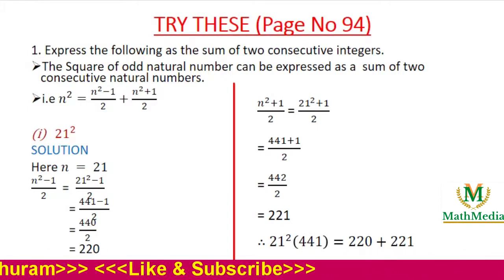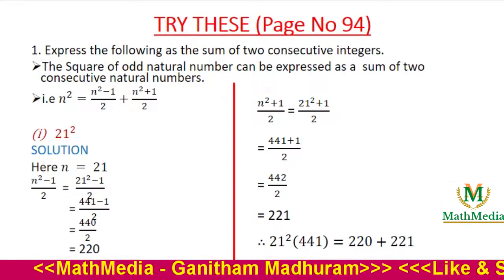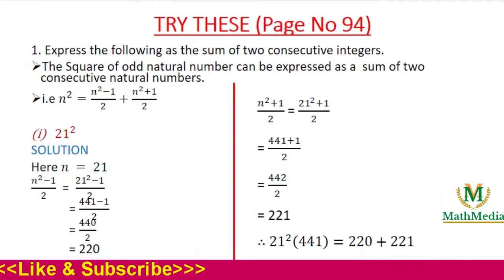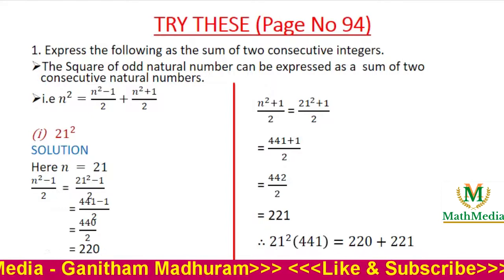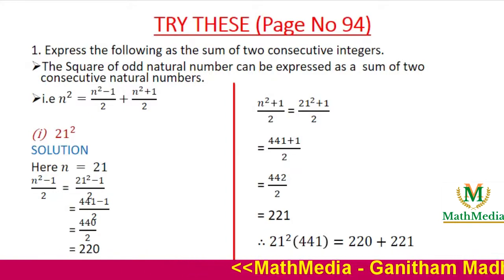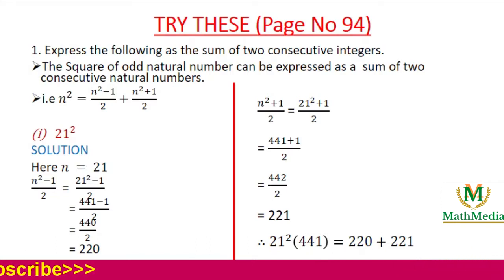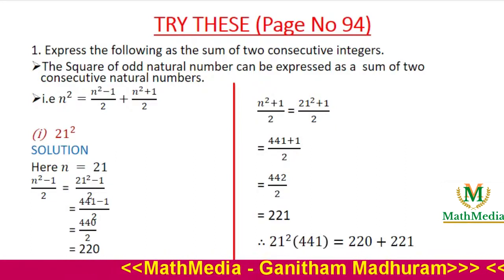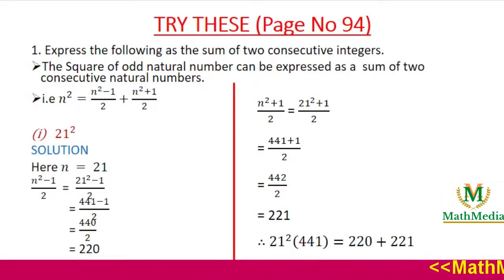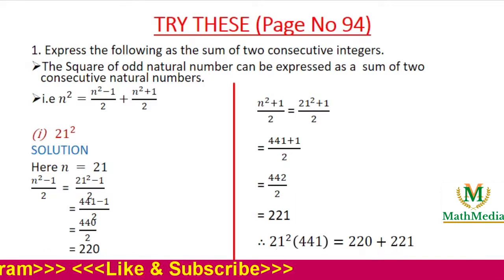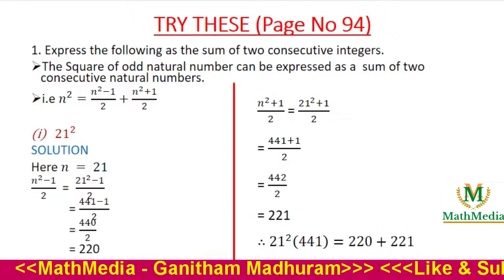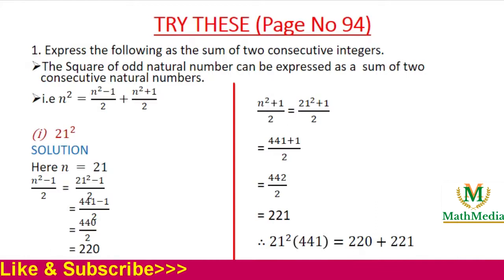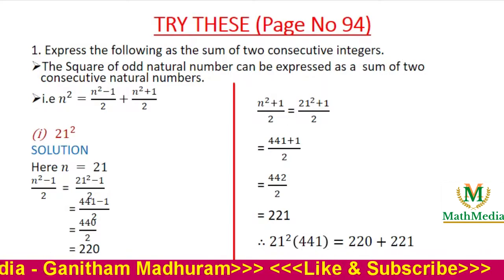By the formula also you can check that one, that is (n square plus 1) upon 2 equal to (21 square plus 1) upon 2, that is 442 divided by 2 equal to 221. So 21 square can be expressed as a sum of two consecutive integers. Which are the two consecutive integers? Yes, 220 and 221. Even so, children, if you find 220, you can directly write the next consecutive integer 221.